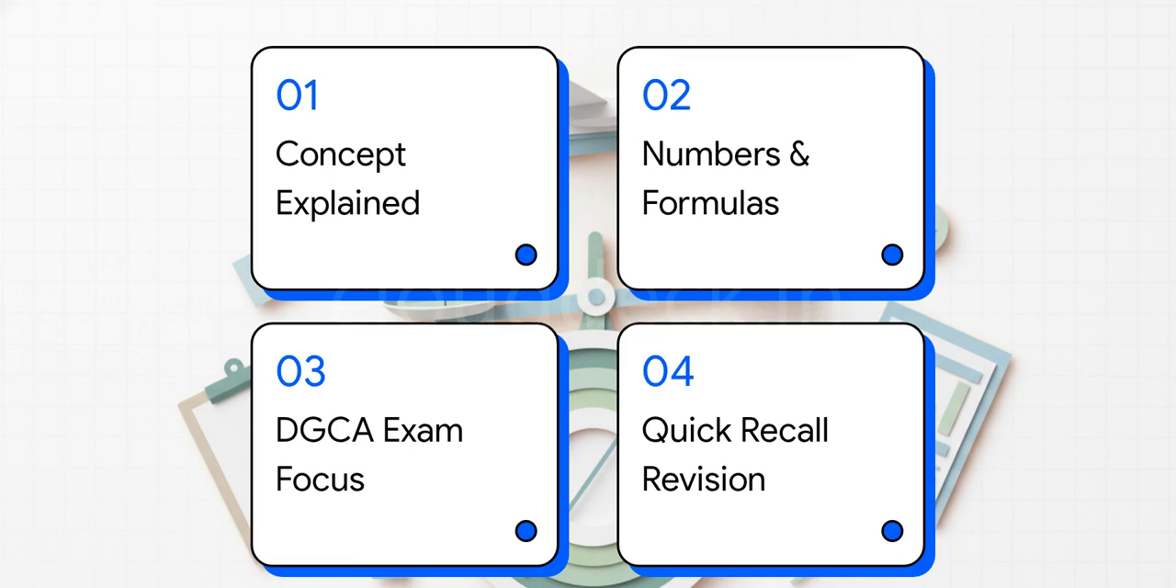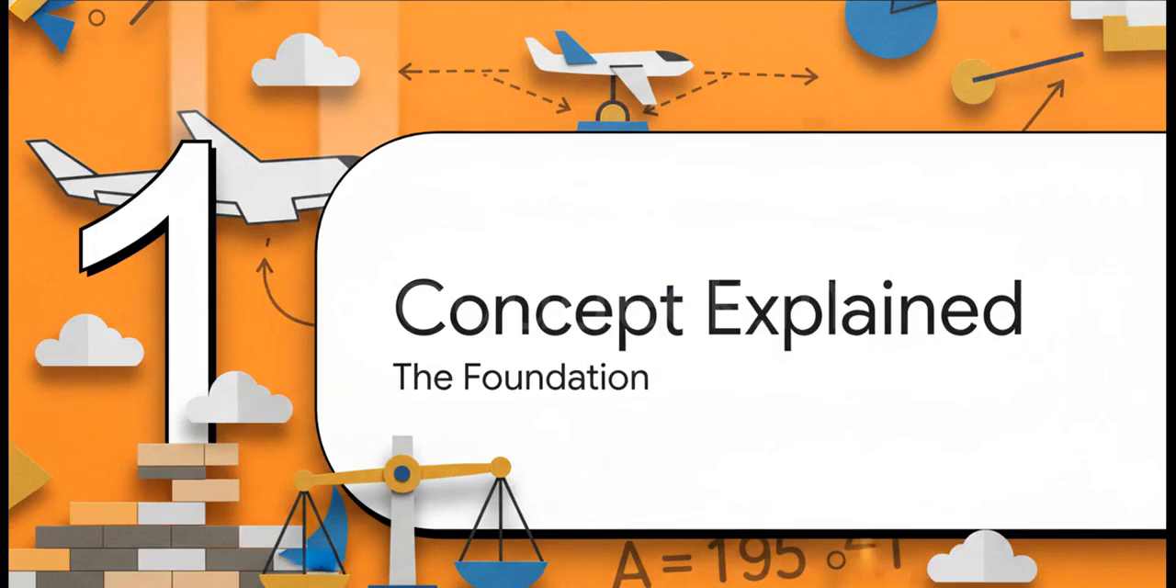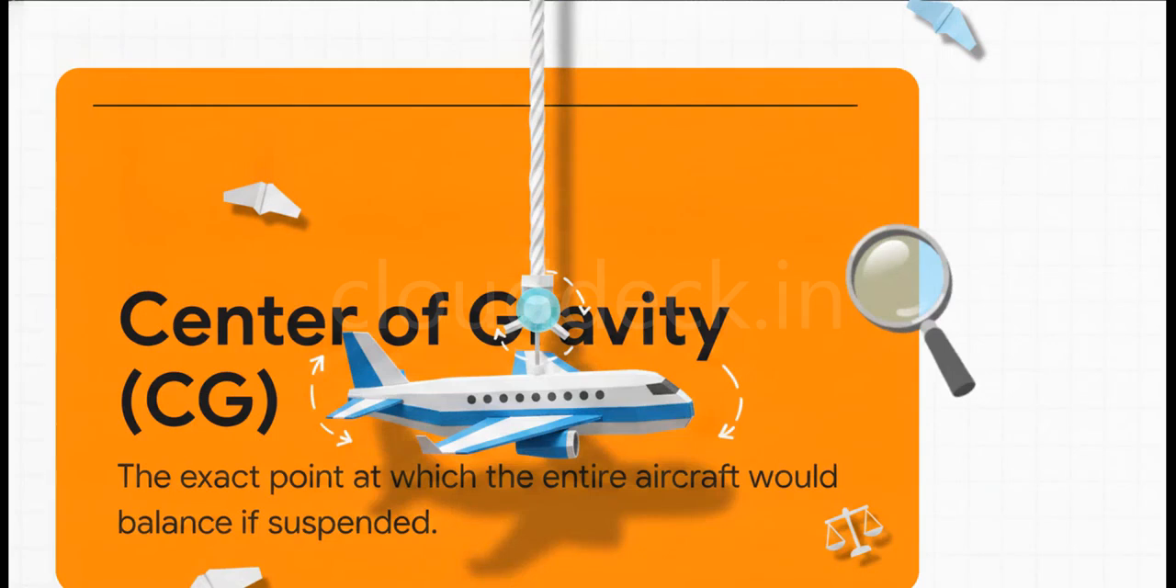Let's get started. Section 1. Concept explained. We really need to define the physical reality of the math that keeps us safely in the sky. The absolute core of this entire explainer is the center of gravity, or the CG. Imagine you could literally attach a giant cable to the top of your aircraft and suspend it right in midair. The exact point where that aircraft perfectly balances, perfectly level, that is your center of gravity.